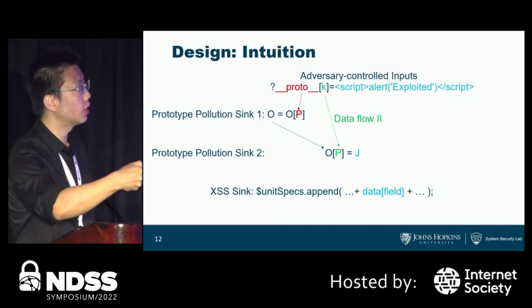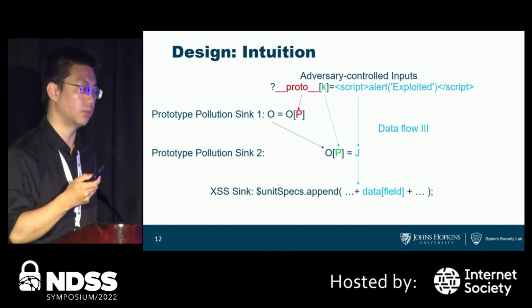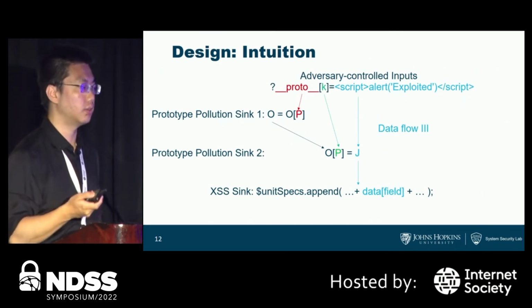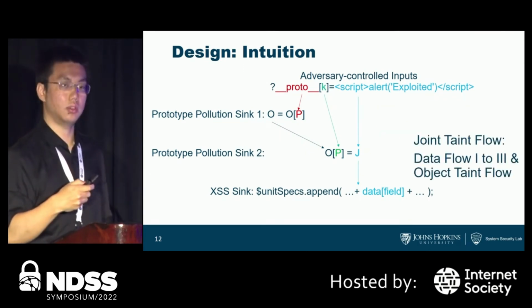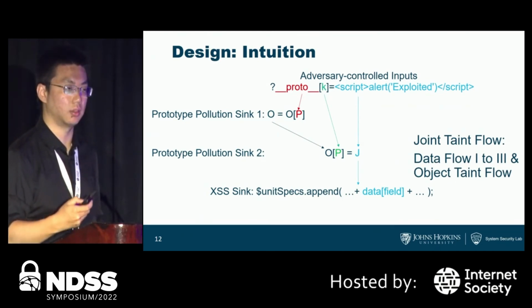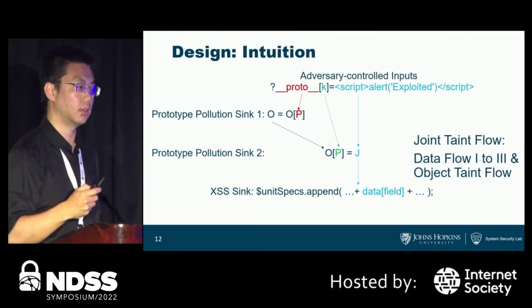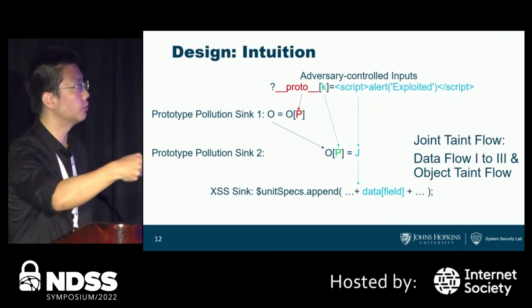The second data flow is the string K flowing into the variable P in the second sink function. And the last one is the malicious script flowing into the variable J in the second sink function, and then to the cross-site scripting sink. So the term joint taint flow involves all of those three data flows as well as the object taint flow. And our analysis system is built on top of joint taint flow analysis.